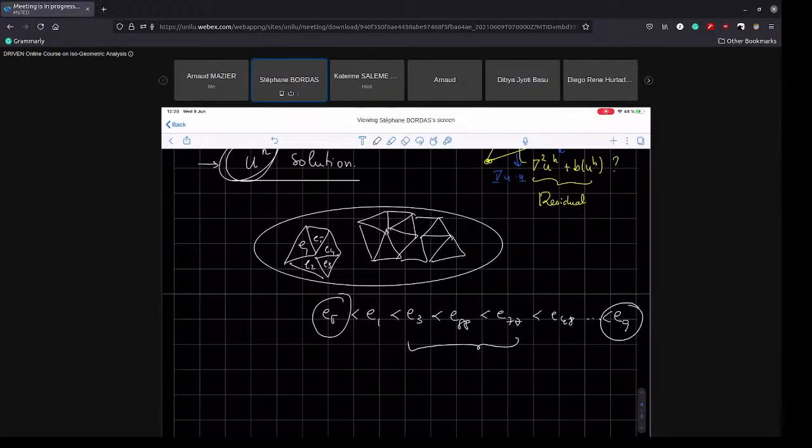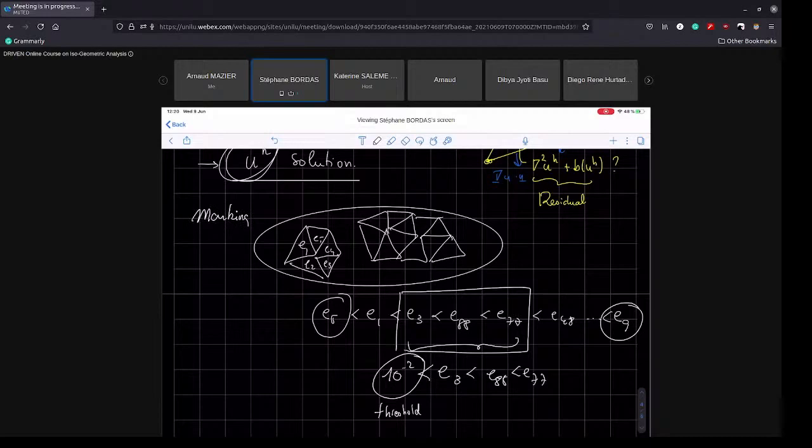So I say, okay, within that range of error, let's say E3 is more than 10 negative 2, less than E88, less than E77. All you're going to say is, okay, I'm greater than that threshold. This is a threshold. So I'm going to refine all the elements that have a higher error, and that's it. And you can also decide to coarsen certain elements. So that's called the marking strategy, and there are as many marking strategies as there are people doing this sort of work. So you can come up with your own.